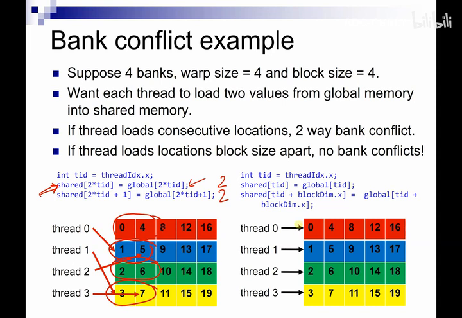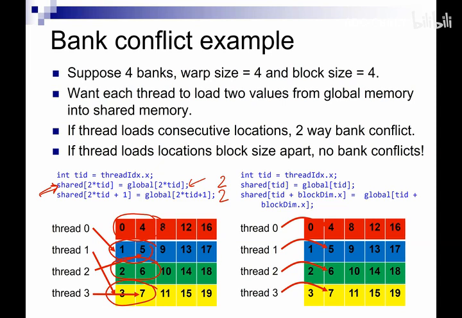Now in the first iteration, thread 0 is going to read 0, thread 1 is going to read 1, thread 2 is going to read 2, and so on. So all of these accesses are to different banks, and there's no conflict. On the next iteration, they're going to read 4, 5, 6, 7, and again there's no bank conflict.